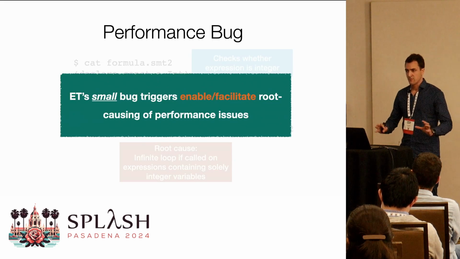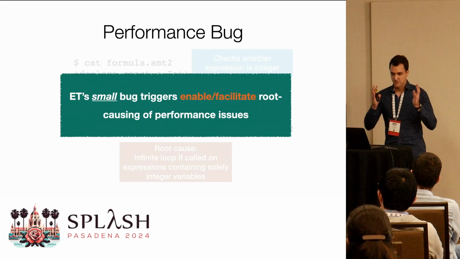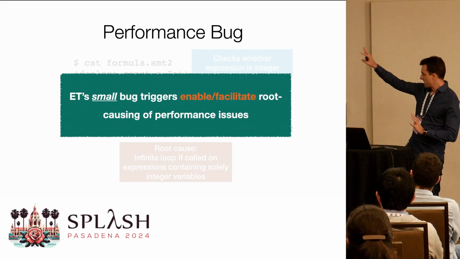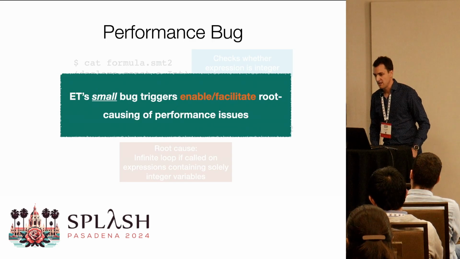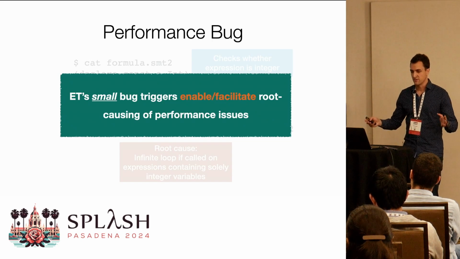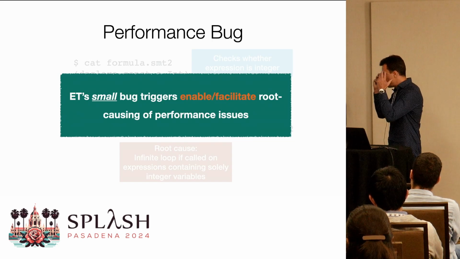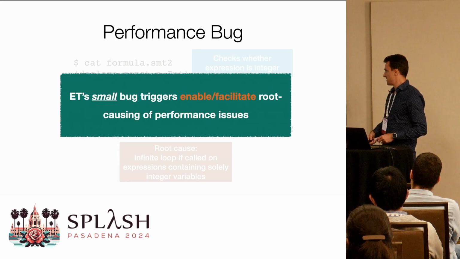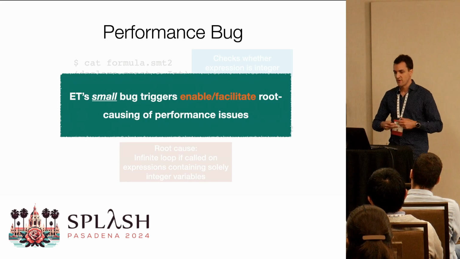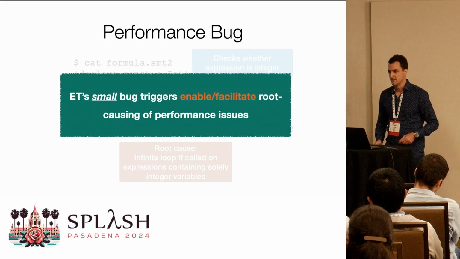The point that I want to drive home here is that the small bug trigger, and this was actually a real finding of our testing tool ET, unreduced, enables us to track down such issues, which would be way harder otherwise.